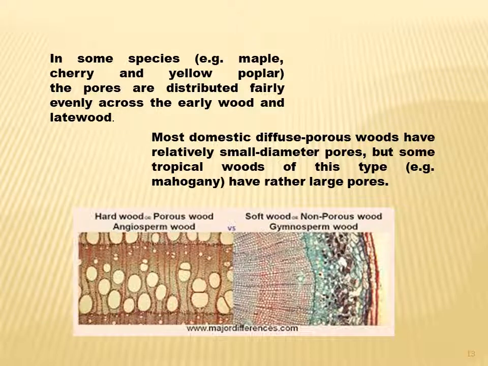In some species, for example maple, cherry and yellow poplar trees, the pores are evenly distributed across the early wood as well as in the late wood. Some domestic diffuse porous woods have relatively small diameter pores, but some tropical woods of this type have larger pores, for example in the mahogany tree.